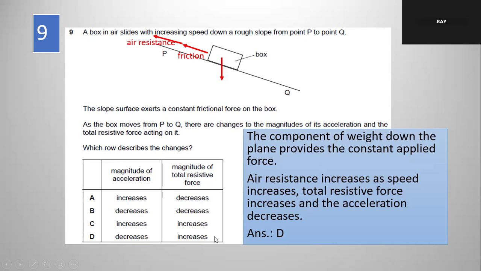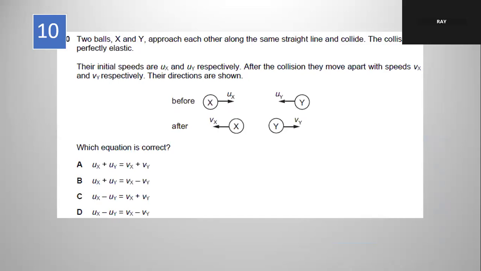This one is memory work only. See how your teacher asks you to memorize. So you memorize this straight away, then the answer is what? A. Answer A. If any arrow changes, then it should become negative.